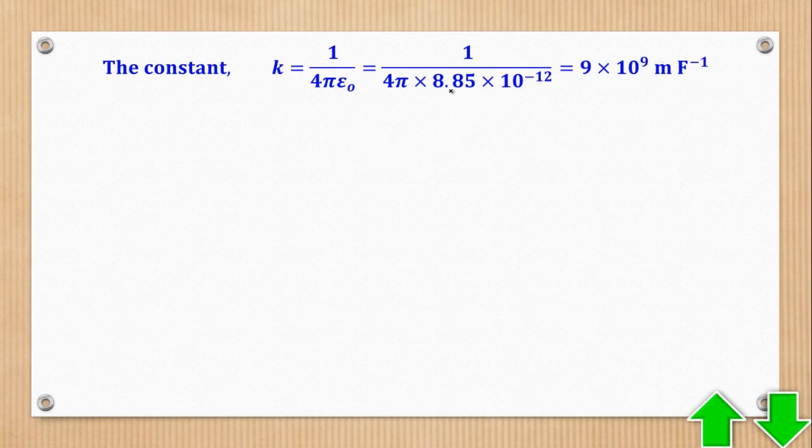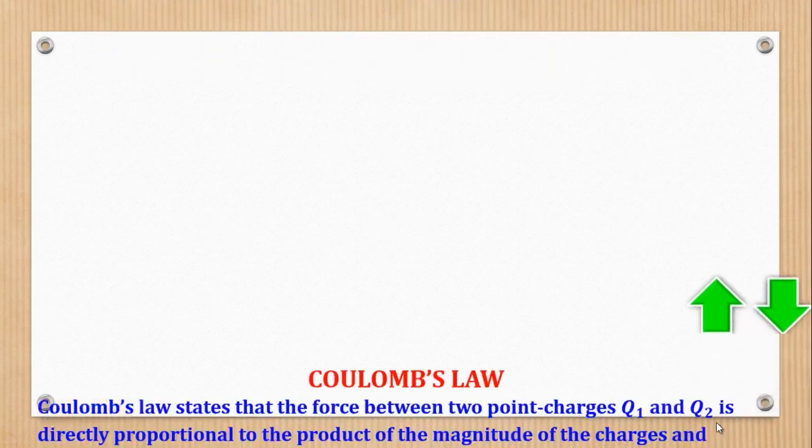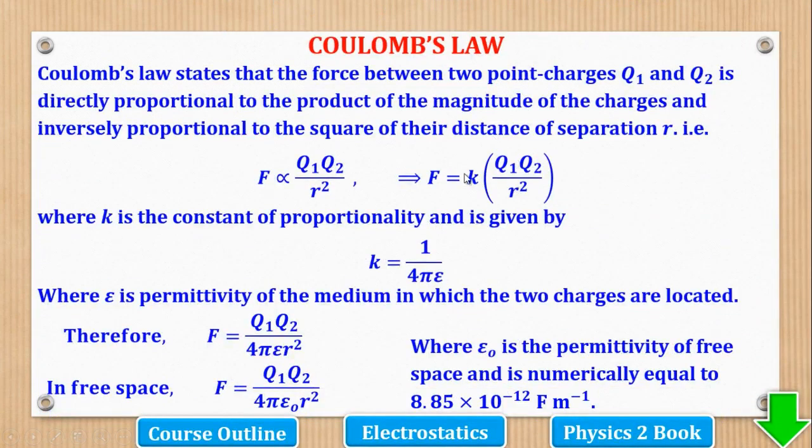So it's okay to use this, but it is easier if you use this very value instead of epsilon naught. When I'm calculating force, it is better to use this value, so that where there is k, I put 9 × 10^9. However, it is also okay if you use this expression and substitute 8.85 × 10^-12. But I would prefer this, and in this video we shall be using this expression, where I just substitute directly for the constant of proportionality.